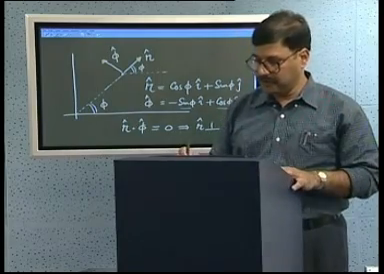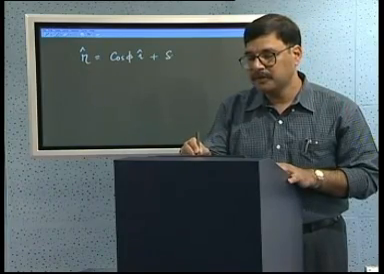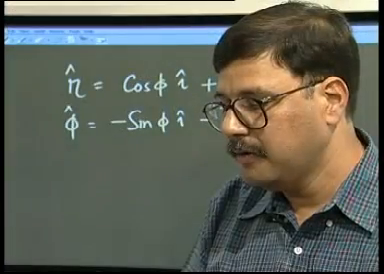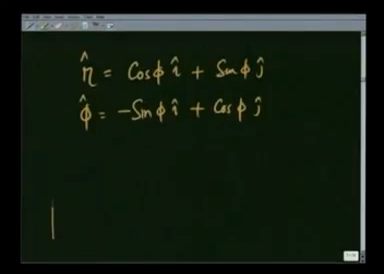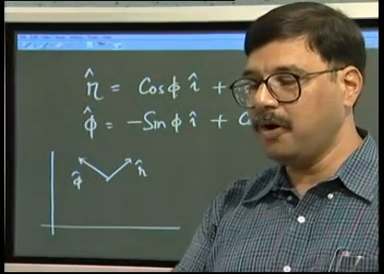It is clear from their definition, and let me write them separately now. r is equal to cosine of phi i plus sine of phi j. Phi is equal to minus sine of phi i plus cosine of phi j. Just to remind you again, for a given position, this is my r unit vector and this is my phi unit vector.